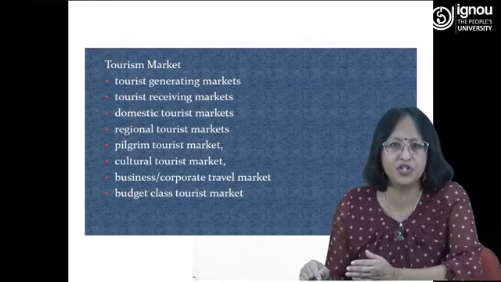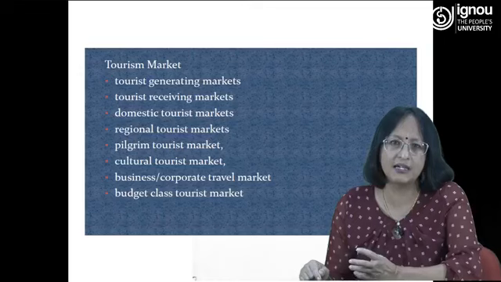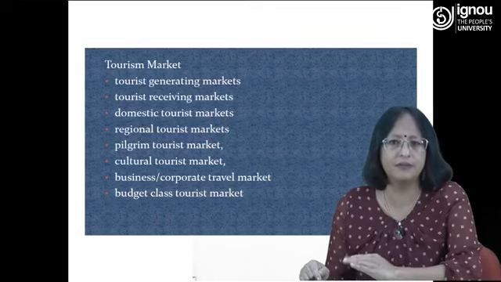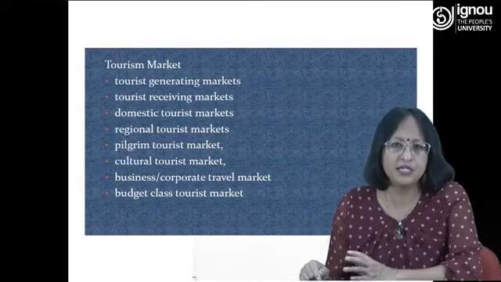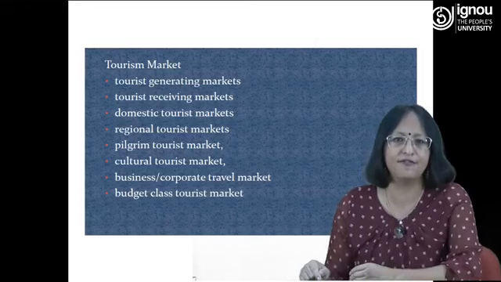So when you do your research, you will be confined to that target market, because it is not possible for any organization to cater to all the markets in the population. So certain specific markets have to be identified.